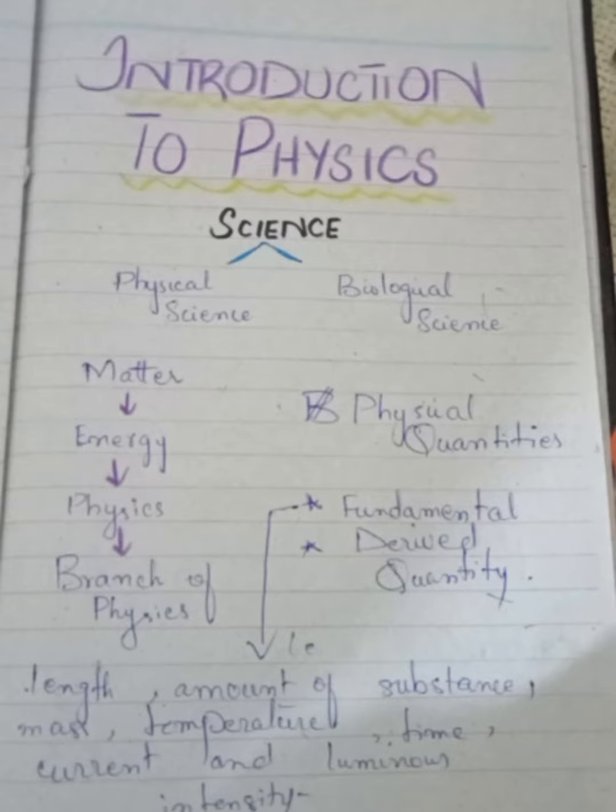Now moving towards derived quantities. Derived quantities are the quantities which are specified on the basis of two or more fundamental quantities. That is called derived quantities, and the unit is called derived unit. For example, speed is specified on the basis of the fundamental quantities. Speed, force, acceleration, these all are derived quantities.